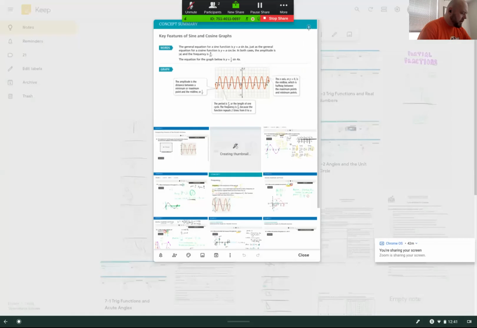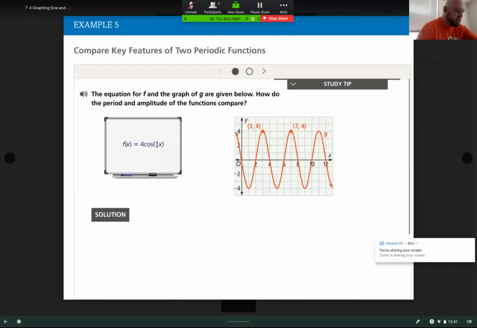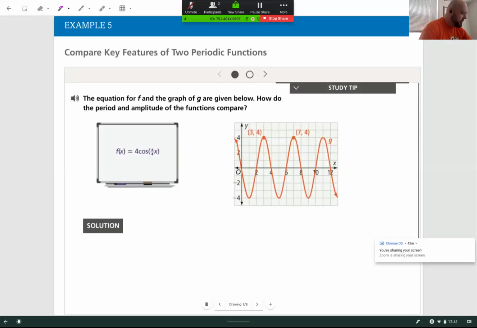All right, now let's go to example 5. Example 5 says, the equation for f and the graph of g are given below. This is g. How do the period and the amplitude of the functions compare?